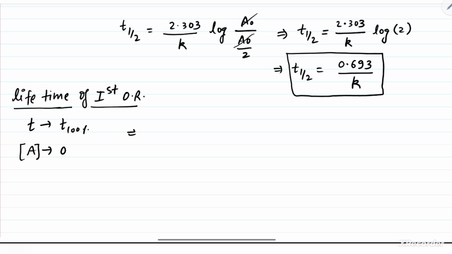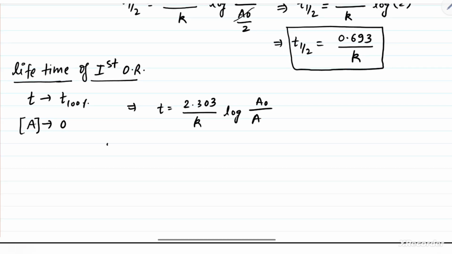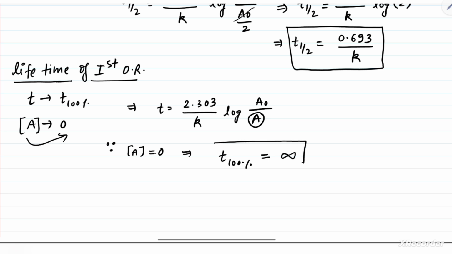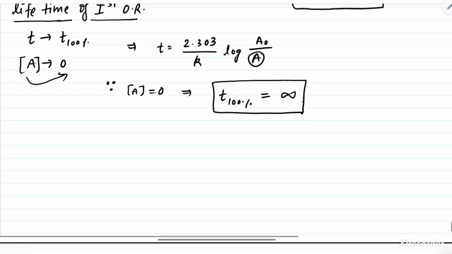Now put this into the equation. We have 2.303 by k log A naught by A. Since at t 100% A is 0, this value is going to be 0. When you divide anything by 0, what is the outcome? The lifetime, or t 100%, becomes infinity. That means the first order reaction's lifetime is infinity. A very important conclusion, you can note it down.